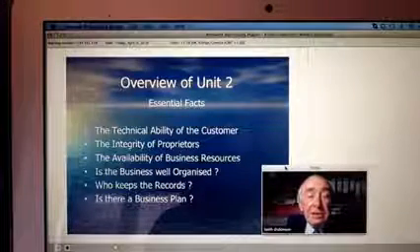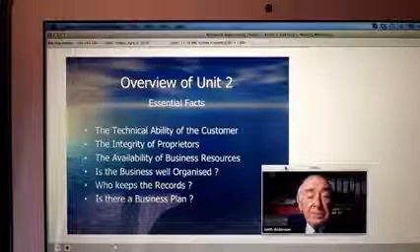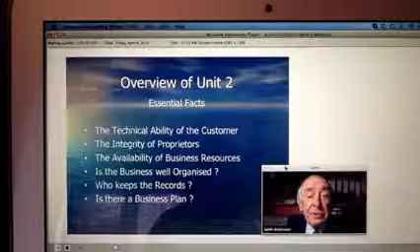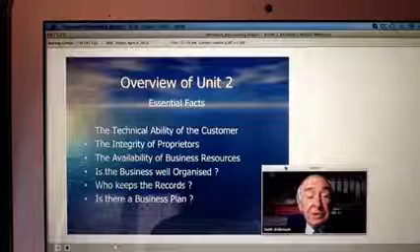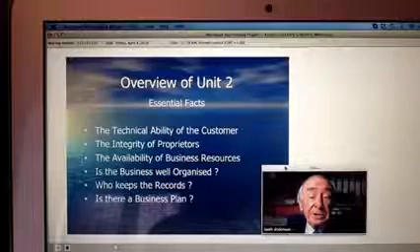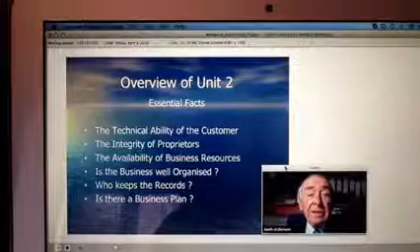Some of the essential facts we need to discover: the technical ability of the customer, the integrity of the proprietors, the availability of business resources, how well is the business organized, who keeps the records, and is there a business plan?